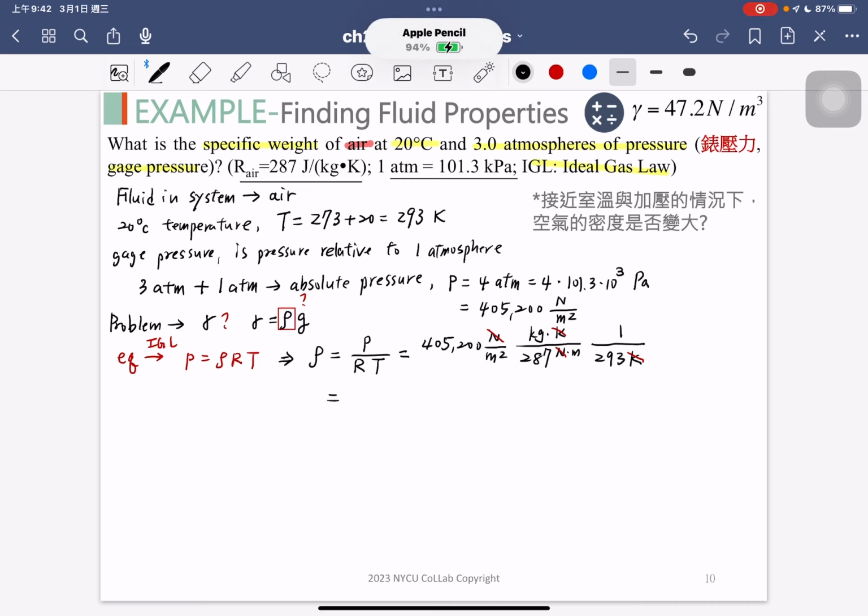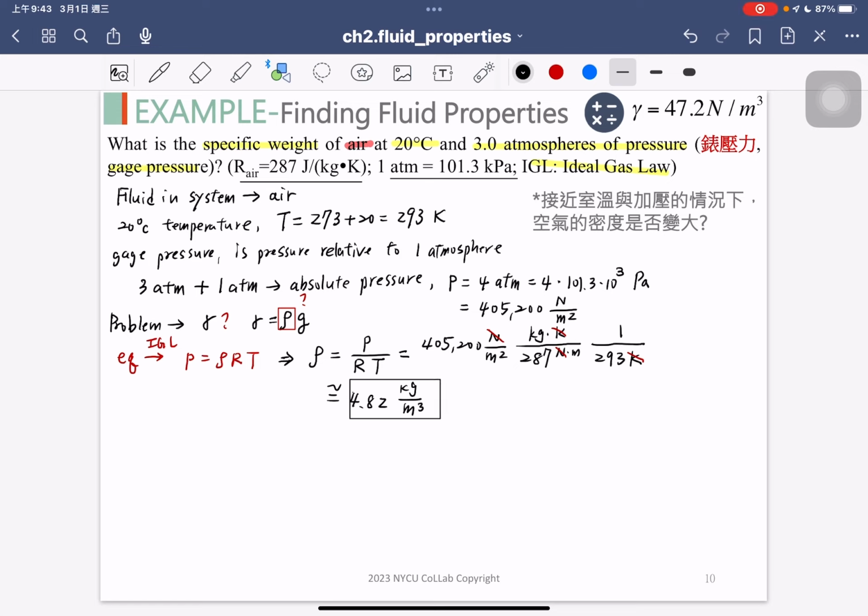Okay, so it's 405,200 divided by 287 and divided by 293. So the density in here is about 4.82 kilogram per meter cubic. Okay, so you can stop here.